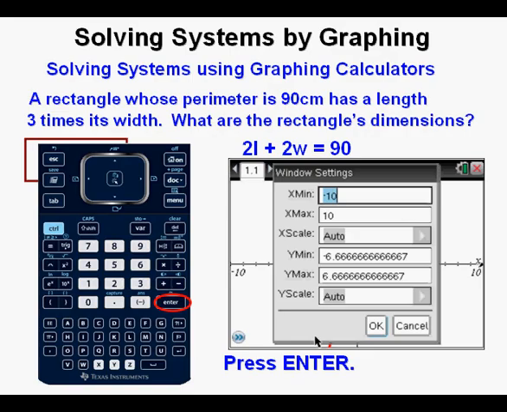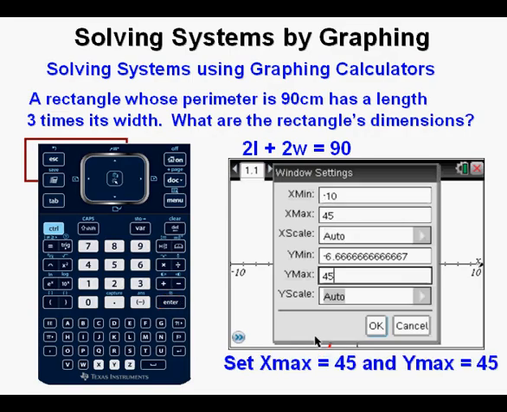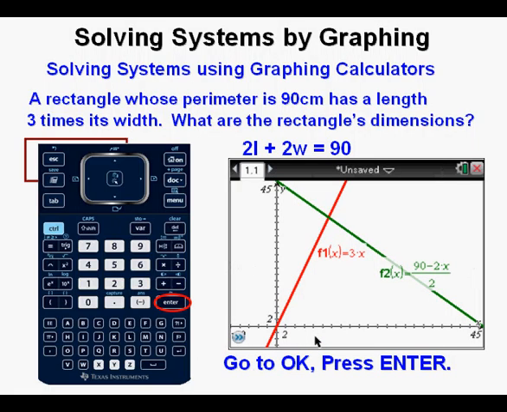We need to change these window settings to be able to see the intersection. Since the perimeter of the rectangle is 90, let's allow for enough length and width by setting x max to 45 and y max to 45 as well. Scroll down to OK, then press Enter. We now see the intersection, which is the solution.